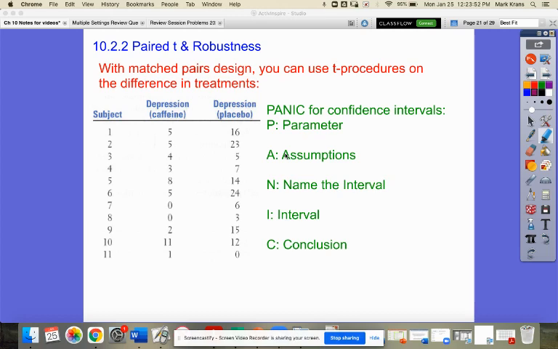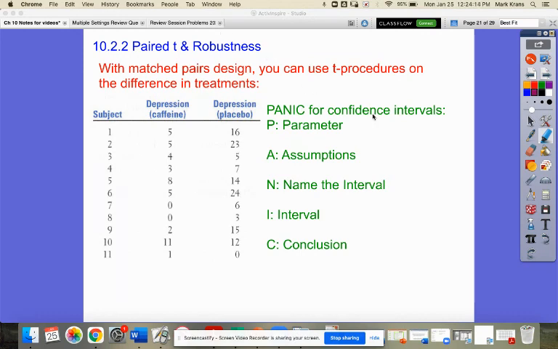All right, we want to talk about a paired T, and we're going to talk about something called robustness. I referred to it earlier. With matched pairs design, you can use T procedures. So remember matched pairs, you compare left hand to right hand, you compare twins, you compare before and after, things like that, okay? Looking for a difference in treatments.